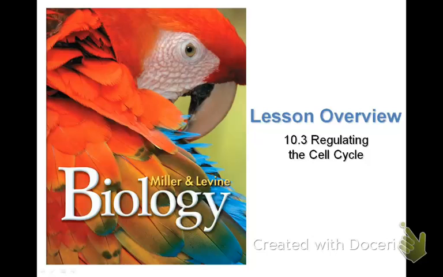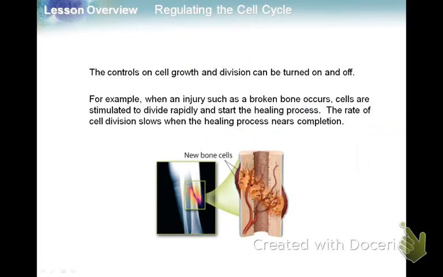Section 10.3 is about how the cell cycle is regulated. We've learned about what the cell cycle is. Now, how do cells figure out when to divide? The controls on cell growth and cell division can be turned on and off.